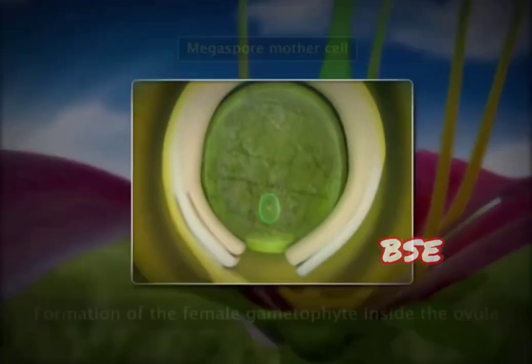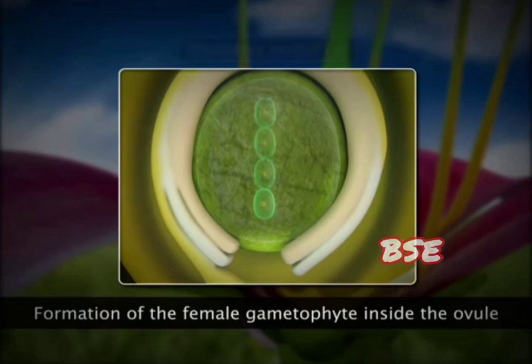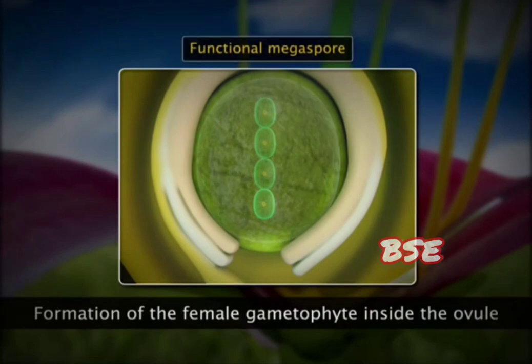Inside the ovule is the megaspore mother cell, which undergoes meiosis to form 4 haploid megaspores. Out of the 4 haploid megaspores, 3 degenerate and only 1 remains functional. This is called the functional megaspore.